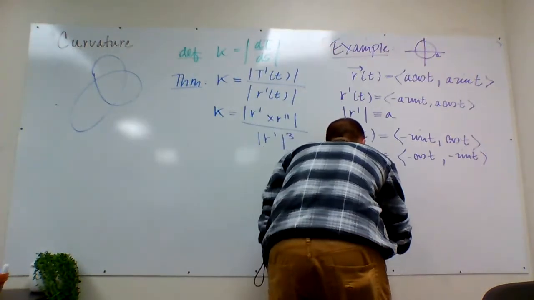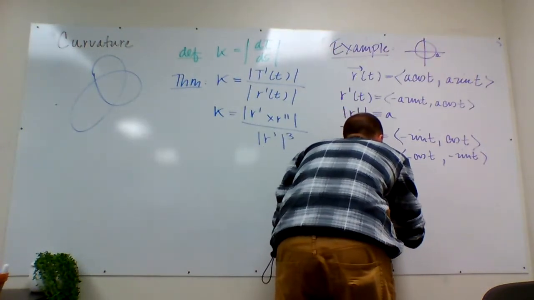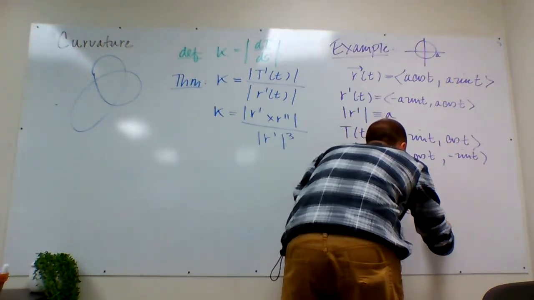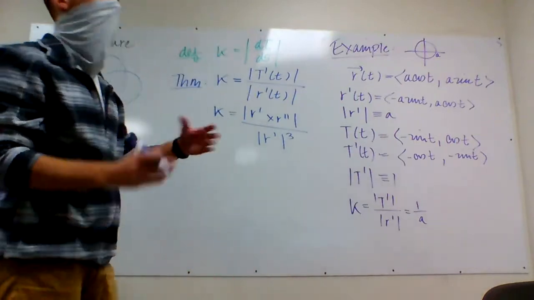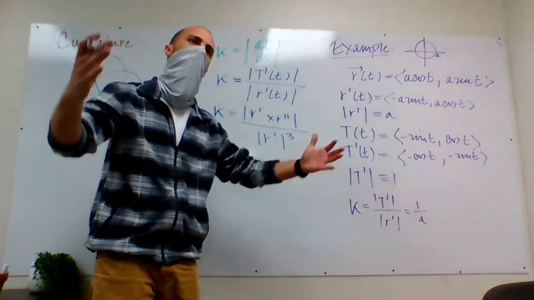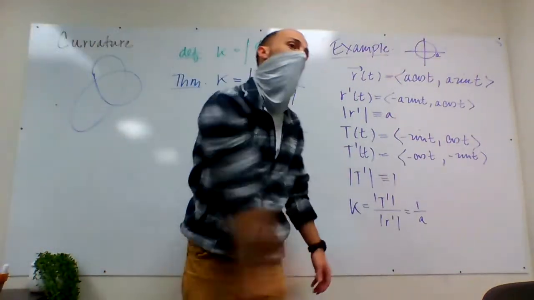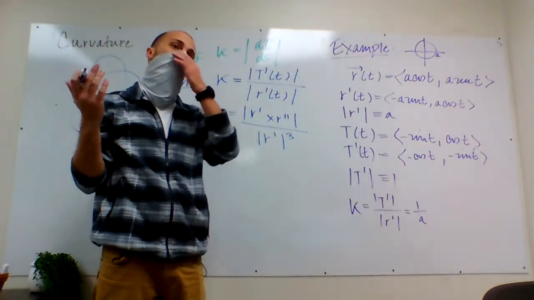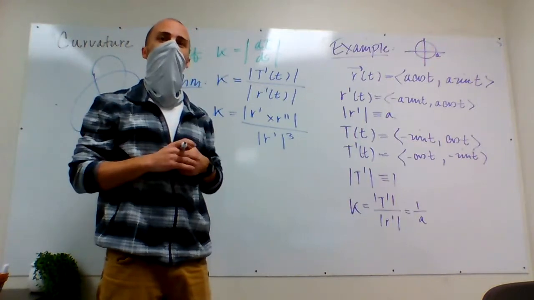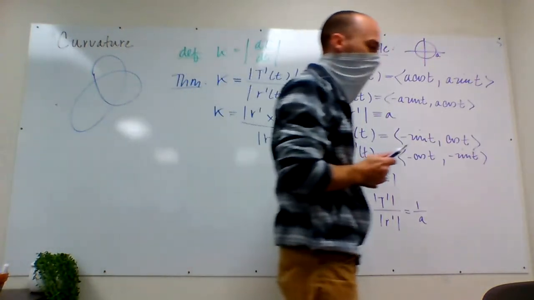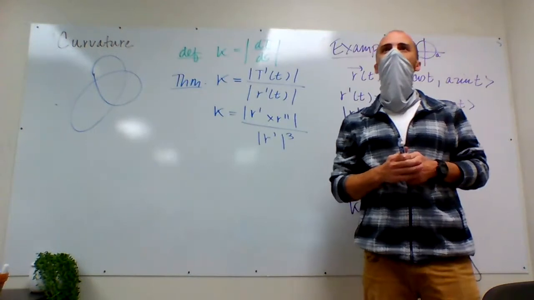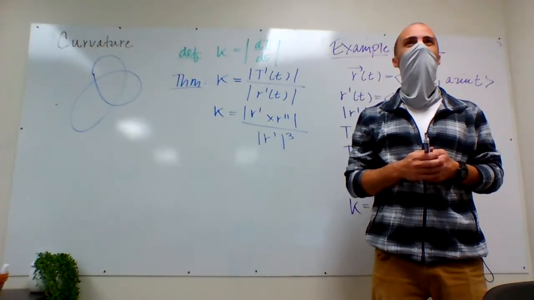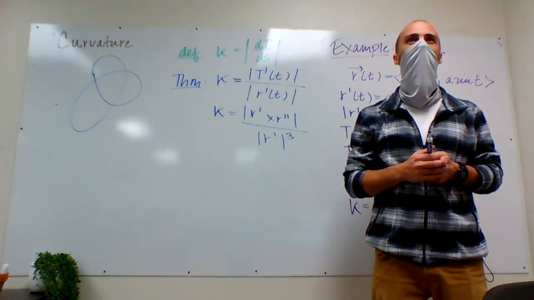So that means that curvature is the length of T prime divided by the length of r prime, which is 1 over a. And that makes sense, though, because the bigger the circle is, the less curved it is, right? If you took a really huge circle and looked at just a little bit, it looks kind of like a straight line. Some people get fooled by this, right? You look out on the horizon, and it looks pretty straight, but that does not mean that you are looking at a straight line. You're looking at part of a curve.